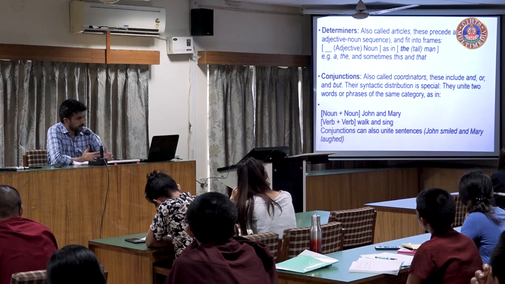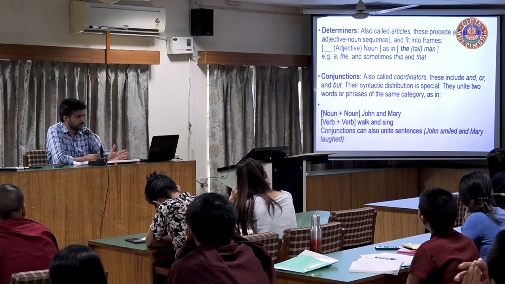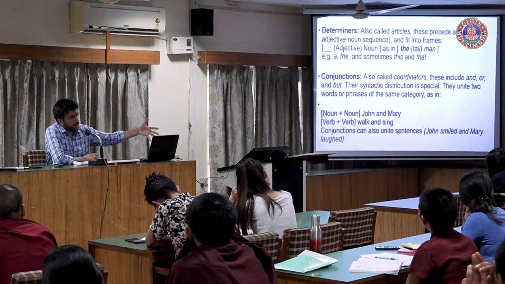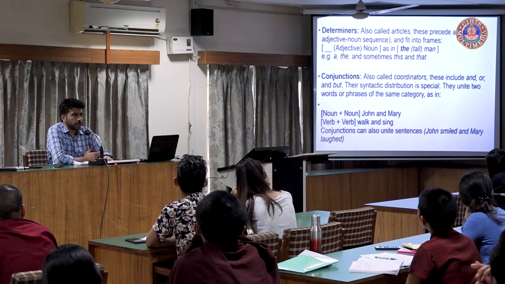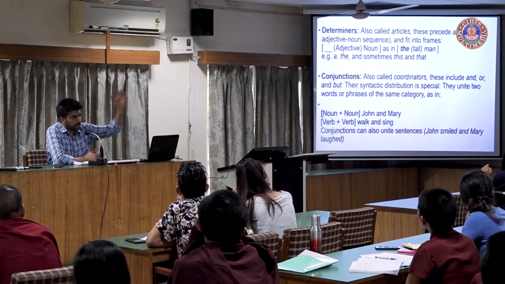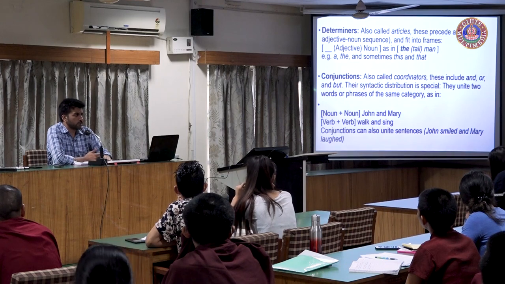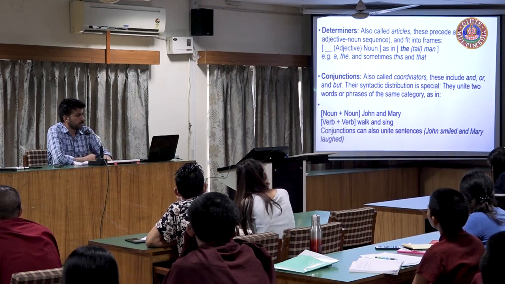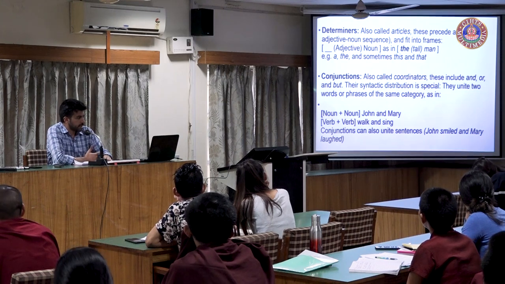Then, of course, determiners, we are talking of articles. They precede, come before nouns. They fit into the frame right at the beginning, followed by optional adjectives, because you can say the man, or you can say the tall man, but determiners come right at the beginning of an English sentence. Conjunctions are joiners, those which conjoin, for example, and, or, and but.